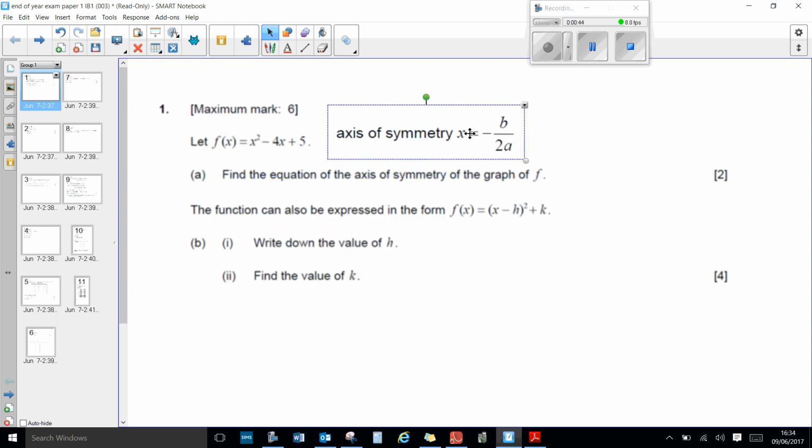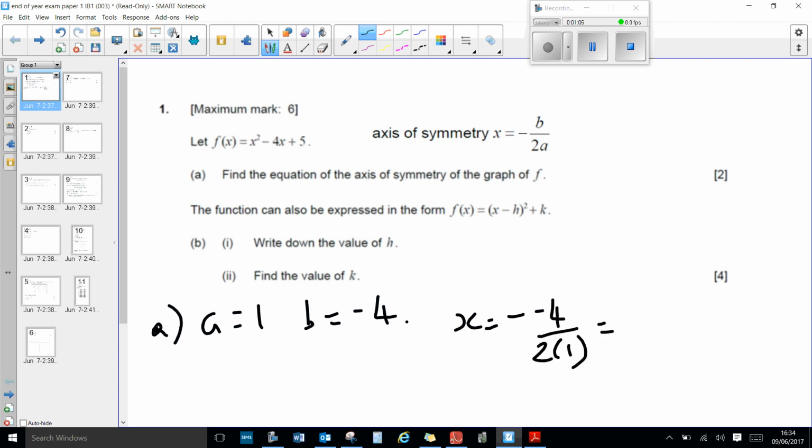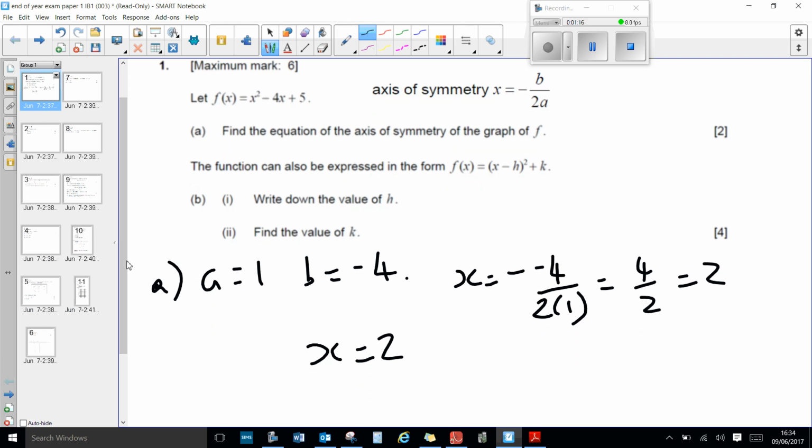So that's just to help remind us. So for part A, A is 1, B is negative 4. And so the equation of axis of symmetry is negative 4 over 2 times 1, which is 4 over 2, which is 2. So the equation of the axis of symmetry is x equals 2. These questions tend to be quite strict on having x equals, so it has to be an equation, not just 2.